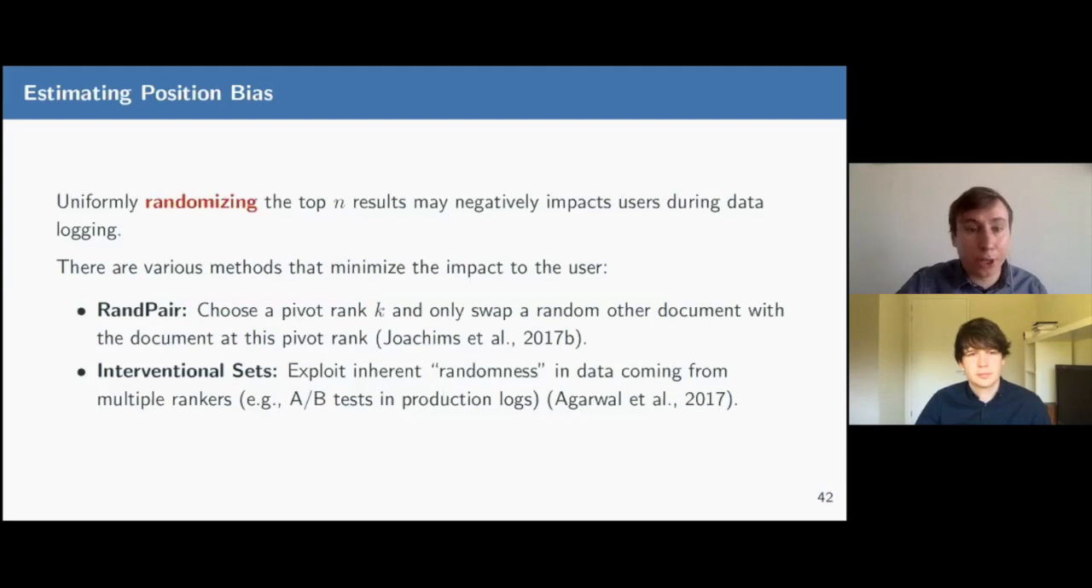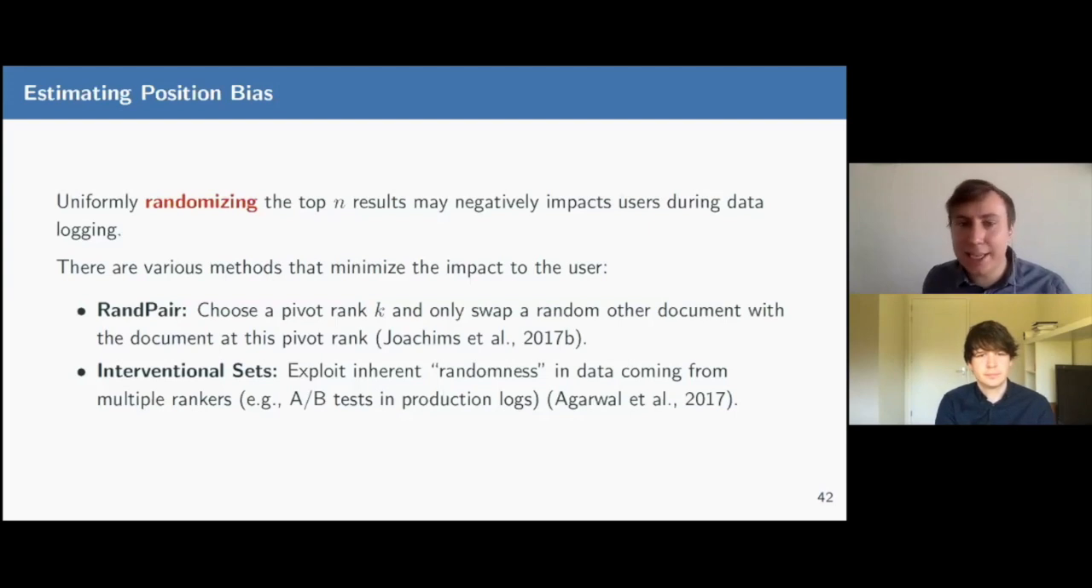Another interesting way to minimize the impact on users, but still be able to estimate this position bias, is something called interventional sets. This is a really interesting idea that tries to exploit the inherent randomness in data that comes from having multiple rankers in production. If you are a web search engine, or you have some other user-facing product, you're probably going to be running A/B tests anyway. That's an industry standard that's commonly done. And you're typically going to run many A/B tests, hopefully.